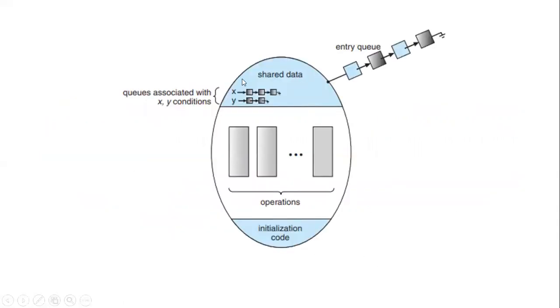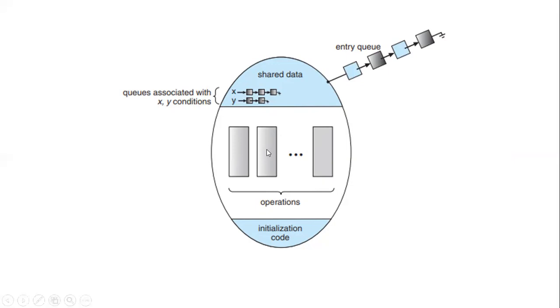So here is a schematic diagram of a monitor. Our monitor has got shared data as well as condition variables. So X and Y are condition variables. These are the operations that are performed on this data. There is some initialization code that initializes the variables. And this is the entry queue. Whichever process wants to enter the monitor is put into the entry queue. Only one process will be allowed to execute inside the monitor. If some other process is executing in the monitor, the process has to wait until that process leaves the monitor. Then there are the condition variables.